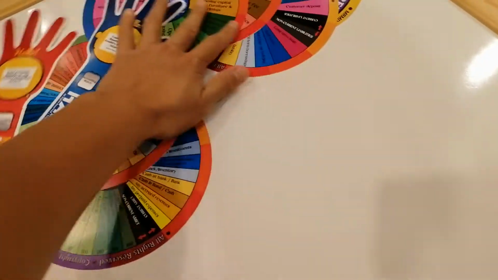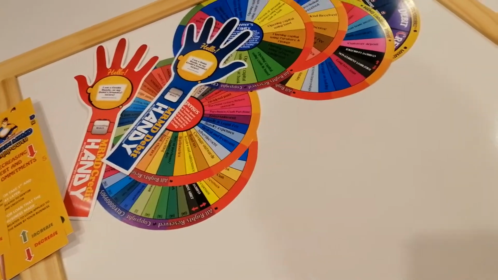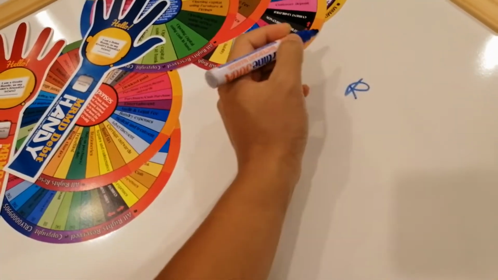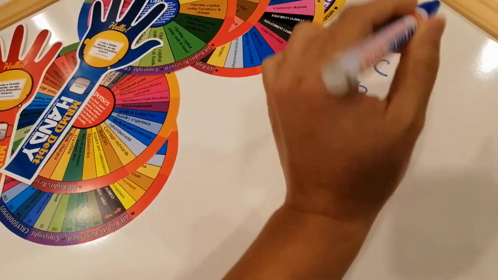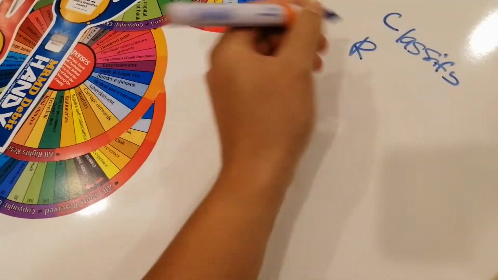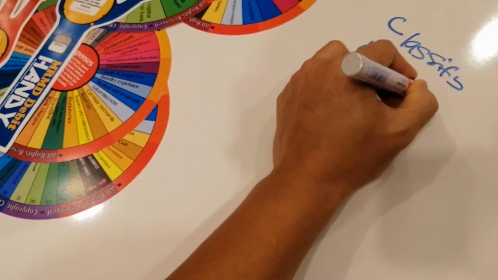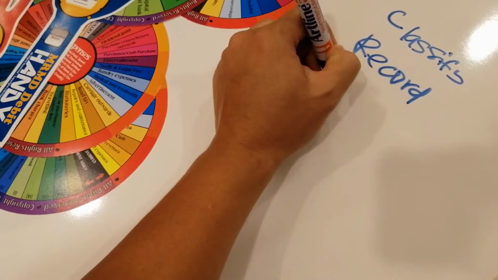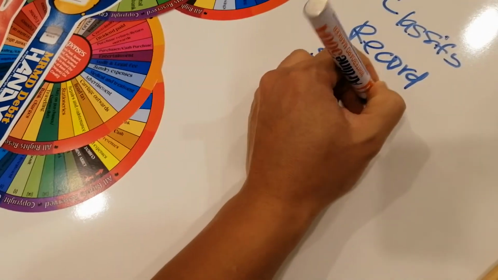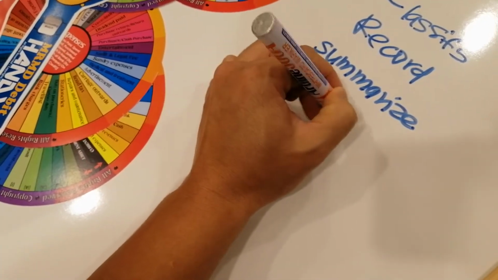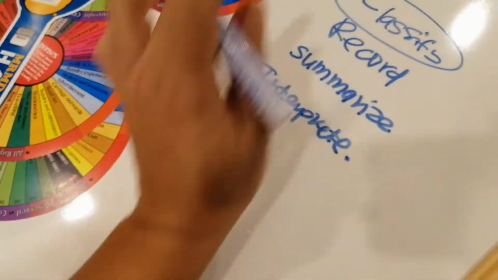Because we know already, first thing, you need to know how to classify. Second, you need to know how to record. Then you need to know how to summarize, and you need to know how to interpret. So we have done already the first one, classify.